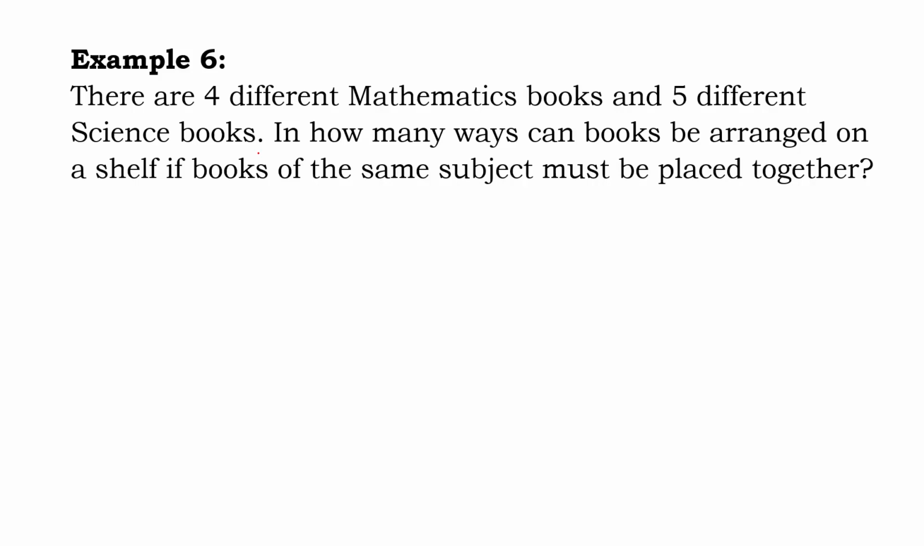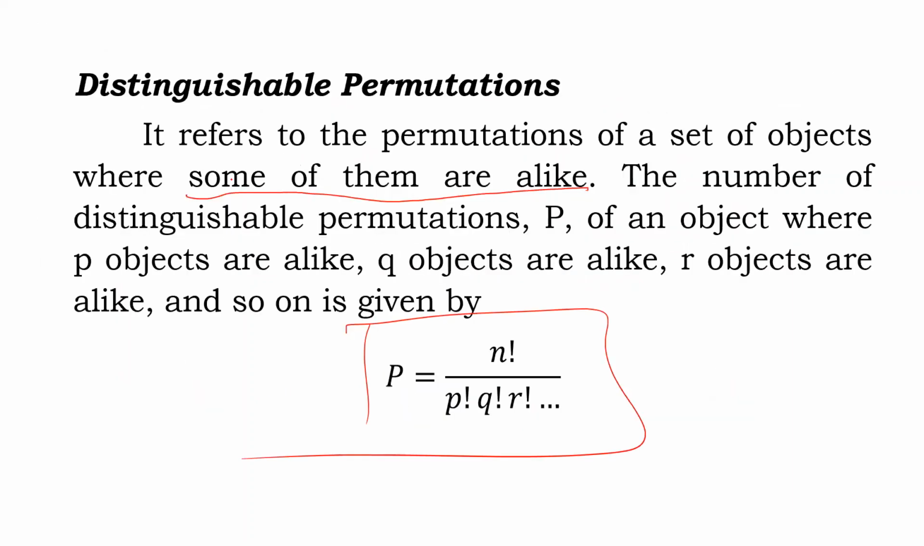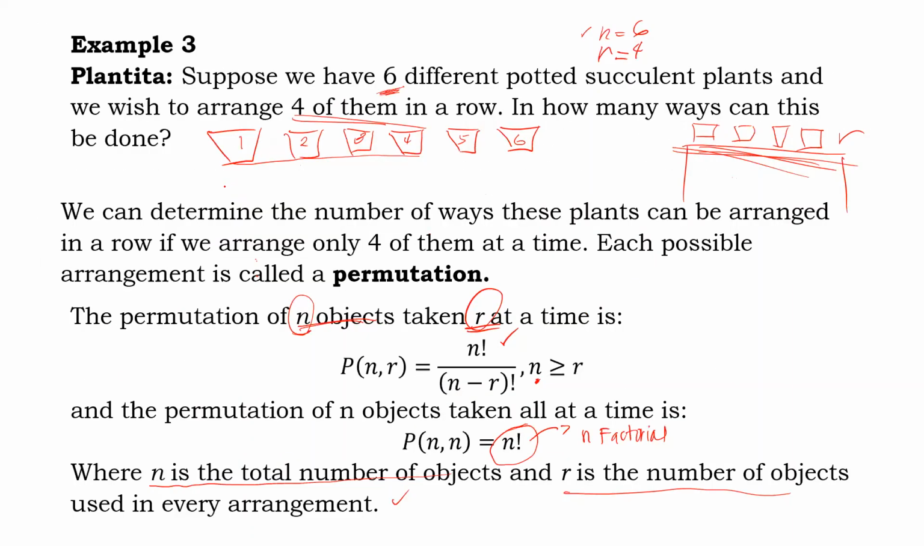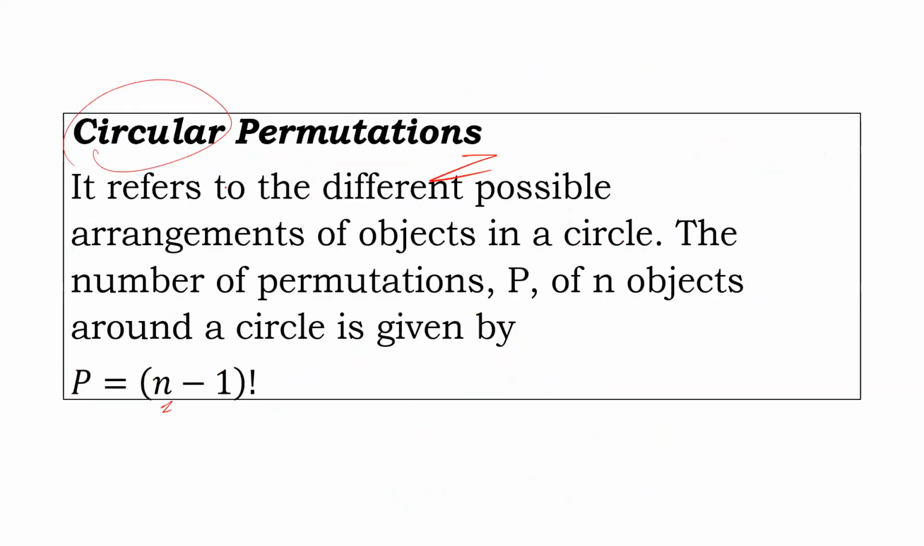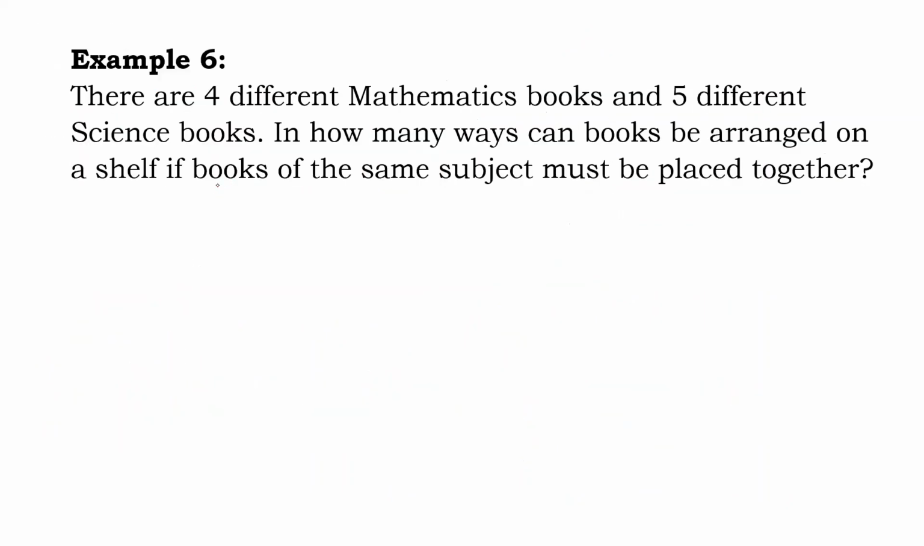I-arrange ba siya sa circular manner? Books can be arranged on a shelf. So, hindi man circle ang shelf. So, hindi din siya circular permutation. So, anong gagamitin? Ang gagamitin nyo is yung linear, yung nauna. Or pwede natin siyang gawing fundamental counting rule.